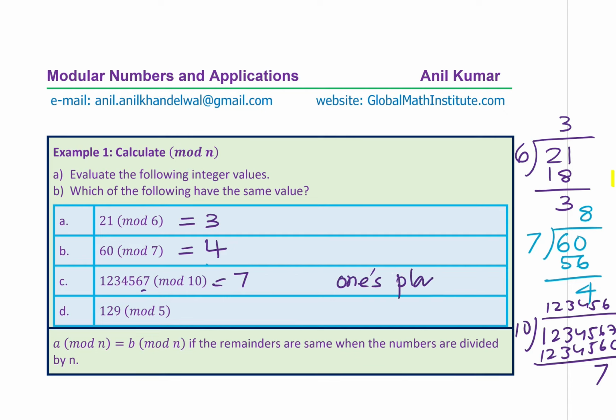Now if I have to find mod 5, I have to divide by 5. So let's divide 129 by 5. When I divide by 5, 5 times 2 is 10, and then 29, 5 times 5 is 25, remainder is 4. So that gives us the result as 4. So these are the values for the expressions, correct?